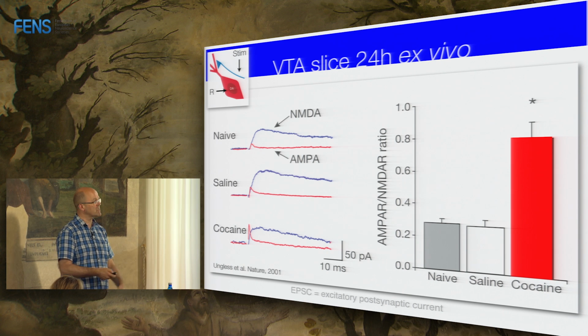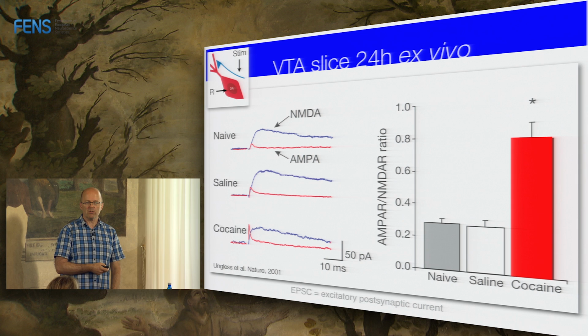And this is exactly what was done in that paper. They said, we have evidence that the NMDA component does not change, therefore the increase of the AMPA and NMDA ratio must be because of the insertion of AMPA receptors.